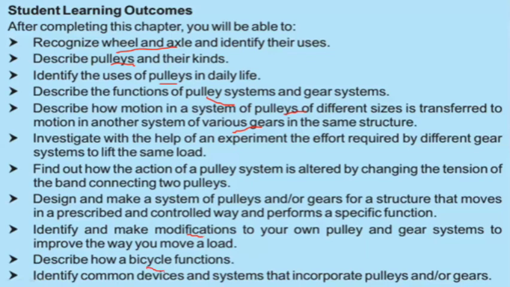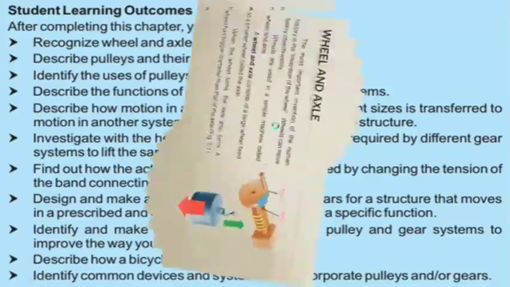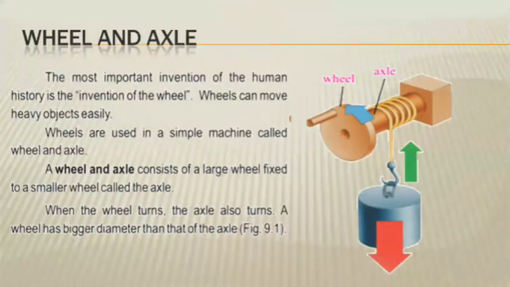Then we'll see how a bicycle functions, and we will see some more devices and systems in which we use pulleys and gears. So in this chapter, we will concentrate and focus on three main simple machines. Those are the wheel and axle, pulleys, and then gears. We will talk about what these are here.